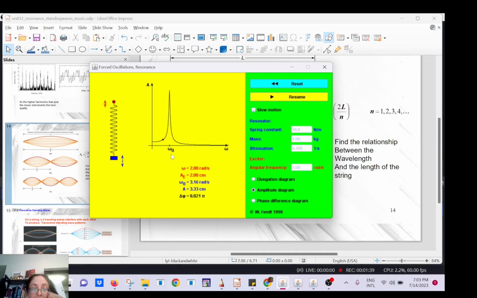So I'm getting closer to the natural frequency. Now you see the amplitude gets larger, and it's still shaking at the same frequency as the driver, right? But look what's going to happen if I decide to set the frequency at the natural frequency. So I reset, and here I want to do 3.16. Okay, so that's the natural frequency. Let's see what's going to happen.